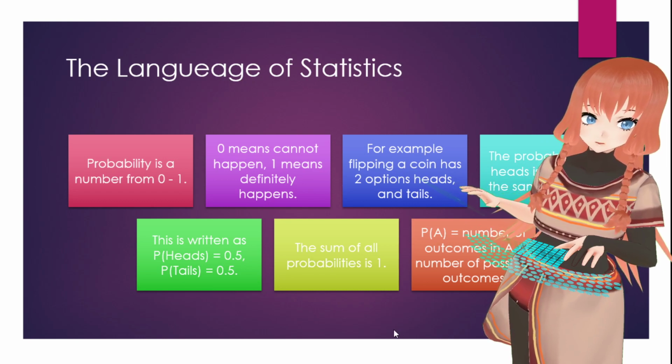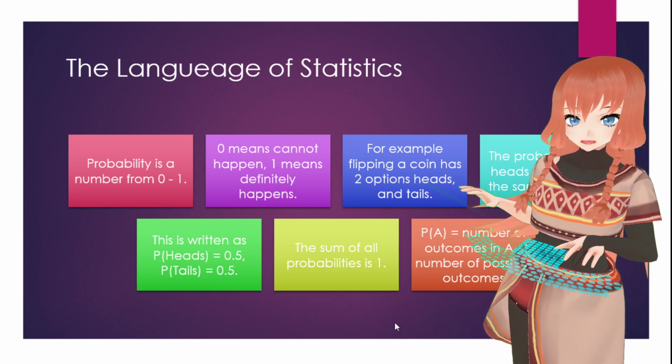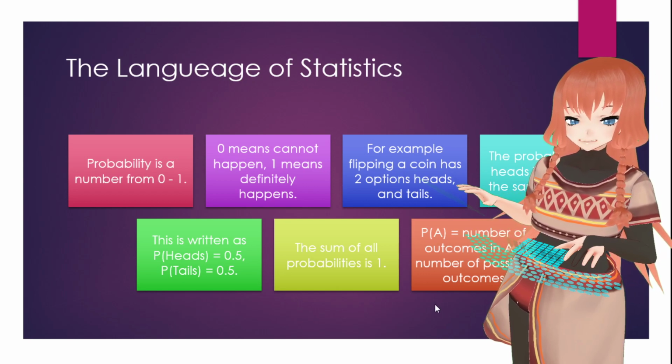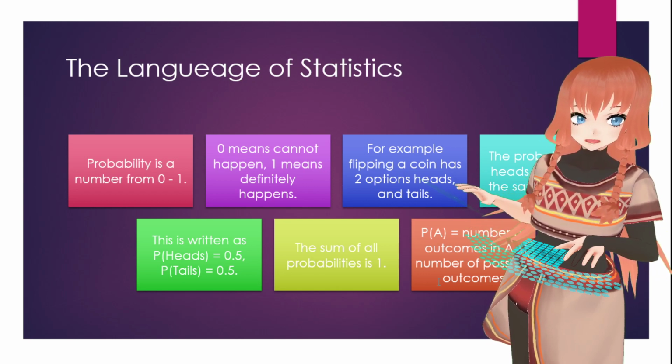If you were to look for the probability of an arbitrary event A, it will be equal to the number of outcomes in the set A divided by the number of possible outcomes.